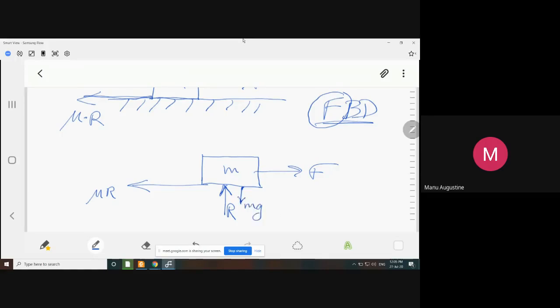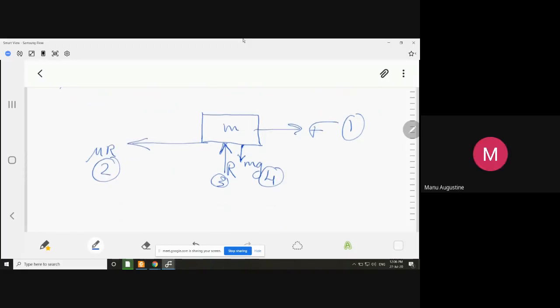mg FBD के अंदर आएगा कि नहीं आएगा? Yes, sir. आएगा. ये भी आएगा. क्यों? क्योंकि mg is the force applied by the earth on the body. ये बॉडी को mg फोर्स से अर्थ खींच रहा है, तो ये भी फोर्स एक्टिंग ऑन द बॉडी है. So how many forces are acting on the body right now? 1, 2, 3, 4, and all these four forces are acting on the body.